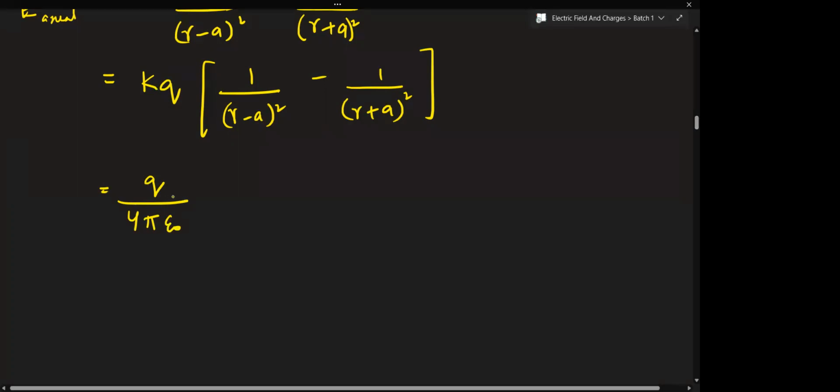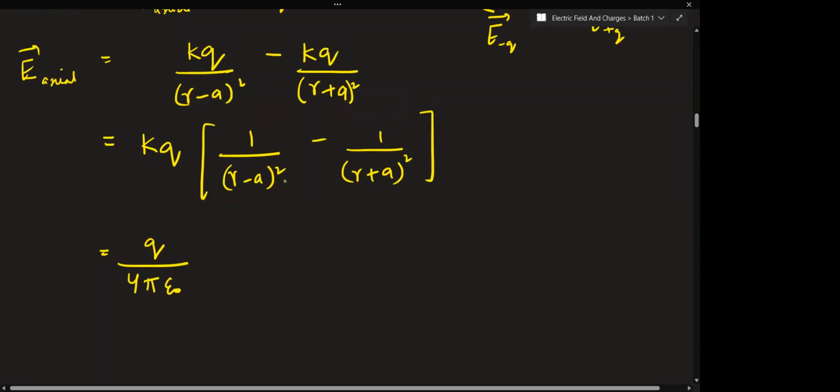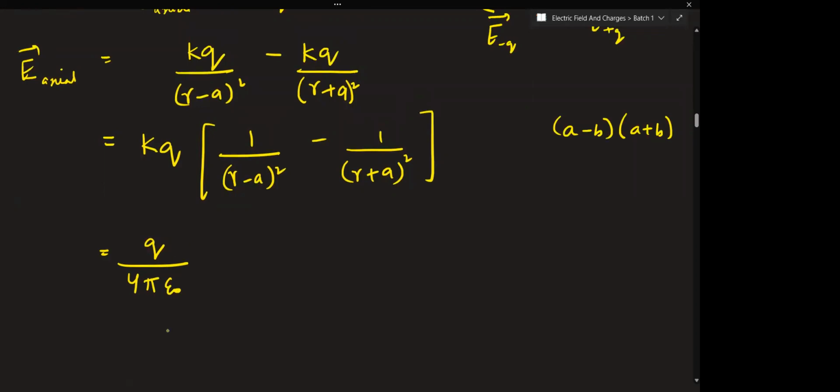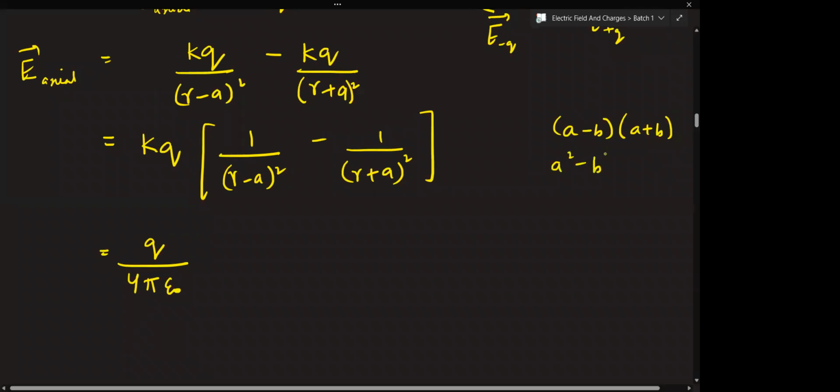Now see, if you remember it, for this charge, (R minus A) whole square, (R plus A) whole square. A minus B multiplied by A plus B. What is this? A square minus B square. So over here, you don't have only R minus A or R plus A. You have (R minus A) whole square multiplied by (R plus A) whole square. So it will be raised to 4 only. So how will we solve this? Or we can do one thing. We can open the brackets also for solving them.